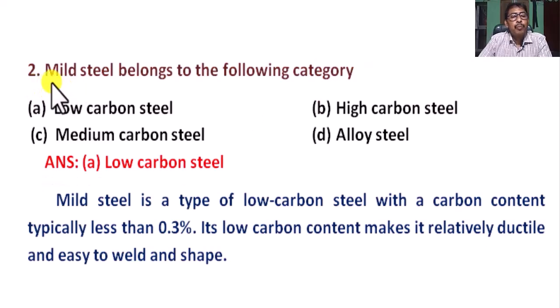Number 2. Mild steel belongs to the following category: option A, low carbon steel; option B, high carbon steel; option C, medium carbon steel; option D, alloy steel. Correct answer is A, low carbon steel. Mild steel is a type of low carbon steel with a carbon content typically less than 0.3%. Its low carbon content makes it relatively ductile and easy to weld and shape.